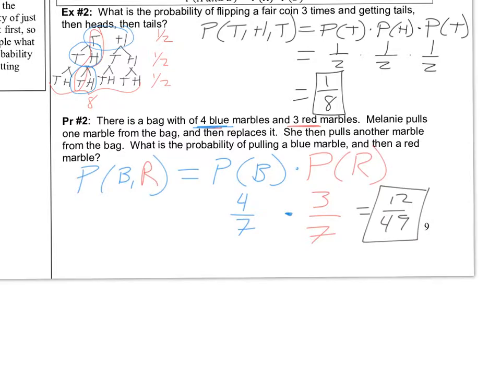Okay, so the probability of pulling blue and red is simply the probability of pulling a blue times the probability of pulling a red. So the probability of pulling a blue is 4 out of 7, while the probability of pulling a red is 3 out of 7. So 4 times 3 is 12, 7 times 7 is 49, and boom, the probability of doing these 2 events in that order is 12 out of 49.